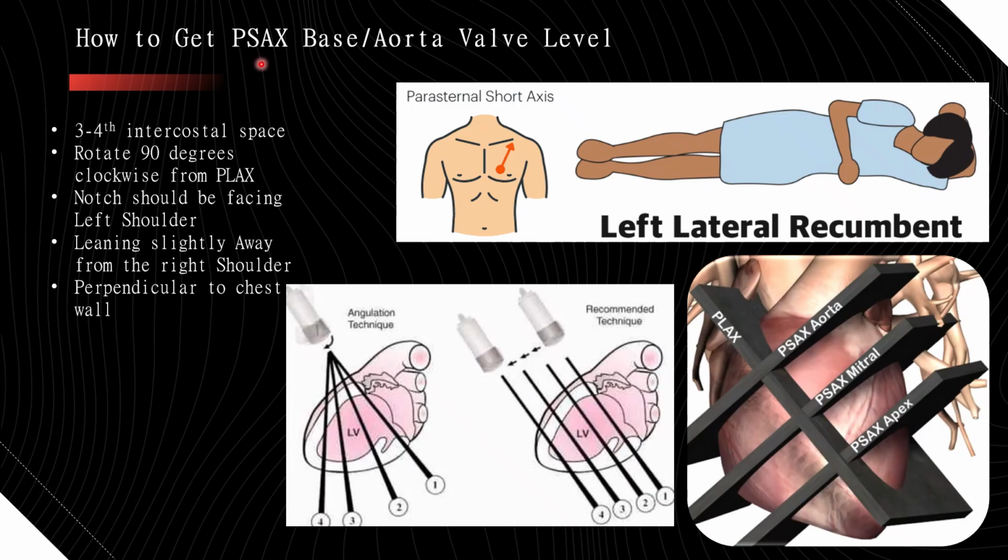How to get parasternal short axis aortic valve level. We'll be in the third to fourth intercostal space. Rotate the probe 90 degrees clockwise from parasternal long axis. Notch should be facing the left shoulder now and leaning slightly toward the patient's right shoulder, perpendicular to the chest wall. So we will be in the number 1 indicator right here and also right here. And this is the closest to the base. So this is the top bar right here going across the heart.